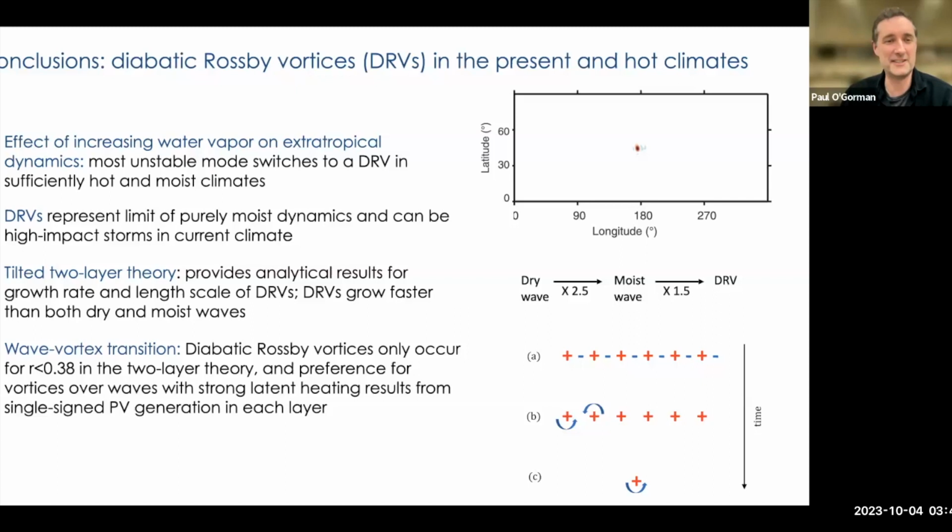Our tilted two-layer model gives us some analytical results for the growth rate and length scale of diabatic Rossby vortices. So these were not available before. And the main thing we find is that these DRVs grow faster than both the dry and moist waves when they occur. But they only occur for strong enough latent heating in the two-layer model, which is interesting. And so this preference for vortices over waves with strong latent heating, we think results from single-signed PV generation from the latent heating in each layer, as we illustrated over here.